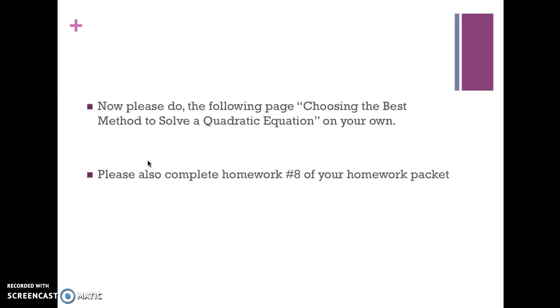Now, I'd like you to do the problems on the next page, choosing the best method to solve the quadratic equation on your own, and also please complete homework 8 of your homework packet. And this will be the end of chapter 4.